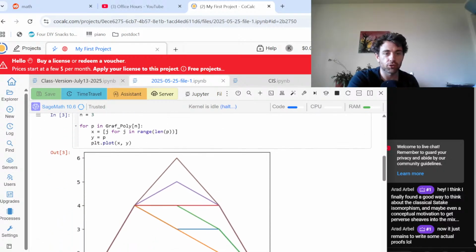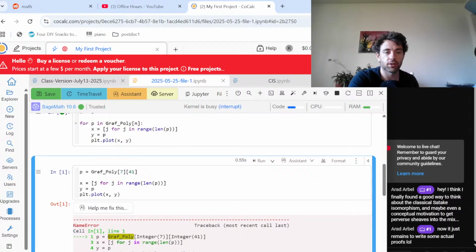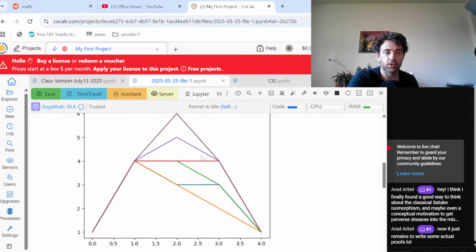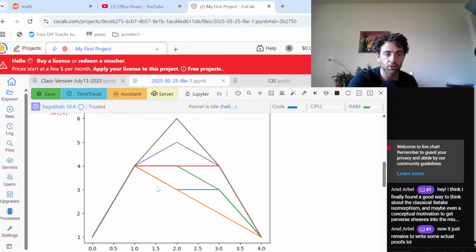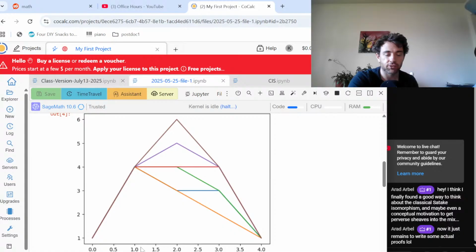Okay, so for example, if I run this, this is the plot. These are the plots for all of the connected graphs of order 3. This is the plot of their polynomials. The x-axis is the order. Of course, I only defined it for discrete integer values, but the x-axis is the order of each of these graphs. And the y-axis is the number of such graphs that exist.